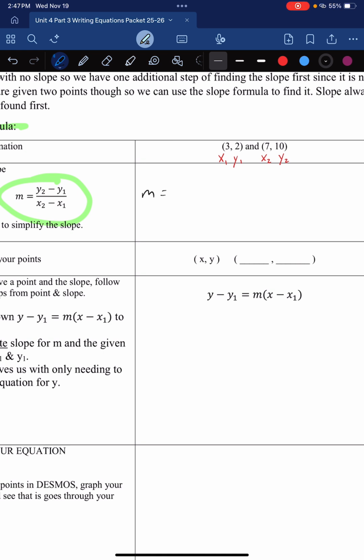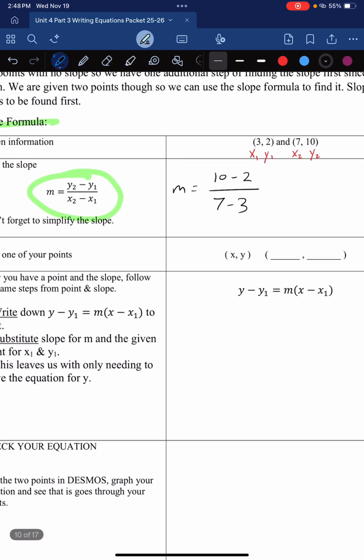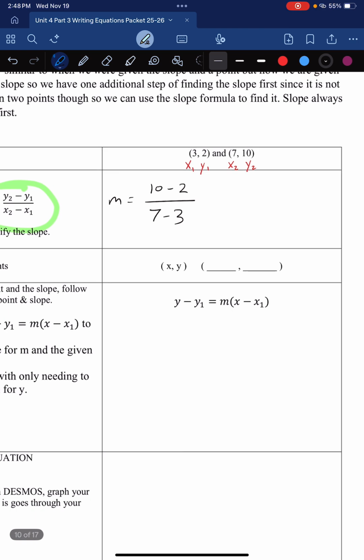Okay, so my slope is going to be 10 minus 2 divided by 7 minus 3. Okay, and then if I had access to a calculator, I could take that entire fraction and type it in and have the calculator simplify it for me. Something to not overlook is we do always want to simplify our slope. It should always be a simplified number there. A lot of times slope will come out to be a fraction. It can also come out to be negative. It could, in theory, also be 0 or undefined. Those would be some special cases there.